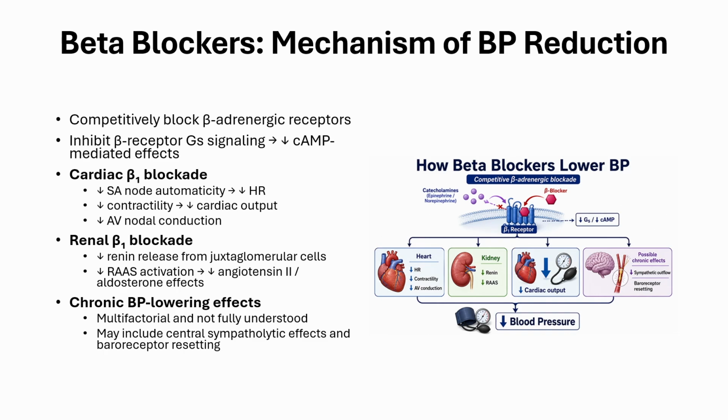Contributing mechanisms include a reduced cardiac output due to decreased heart rate and contractility, as well as suppression of the renin-angiotensin-aldosterone system through reduced beta 1 mediated renin release, which can lower downstream angiotensin II and aldosterone signaling. Additional proposed mechanisms include central sympatholytic effects and resetting of baroreceptors. Chronic use may reset baroreceptor sensitivity, which may help maintain blood pressure at a lower set point over time.